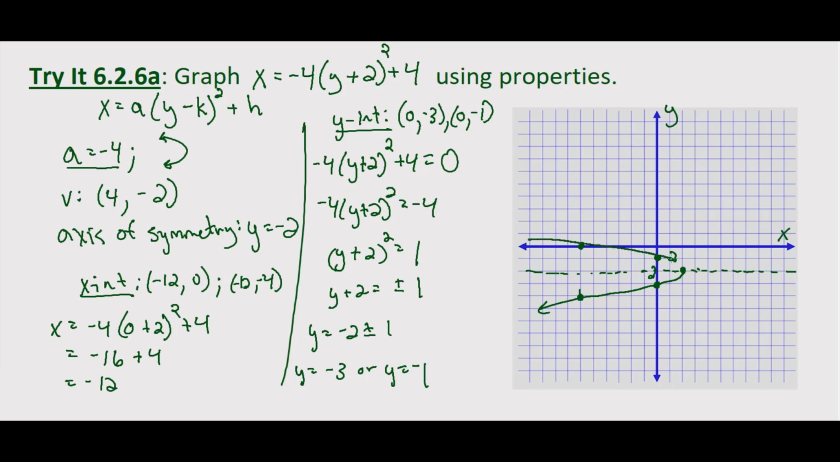Remember, we start by looking at what direction it is going to open based on the sign of the leading coefficient. We find the vertex that's just part of the standard form, (h, k), in a times (y minus k) squared plus h. That also gives us the axis of symmetry, and then we found our intercepts to complete the process of finding some points that are on the graph using properties. Then connect all the dots and indicate our behavior with arrows in order to graph the parabola.